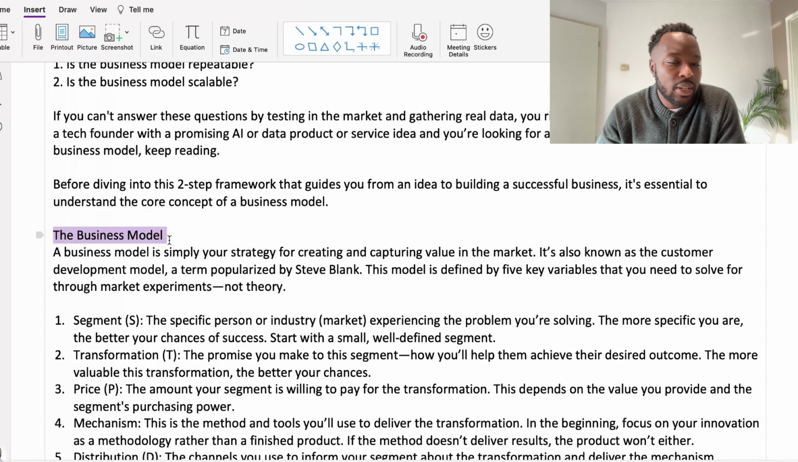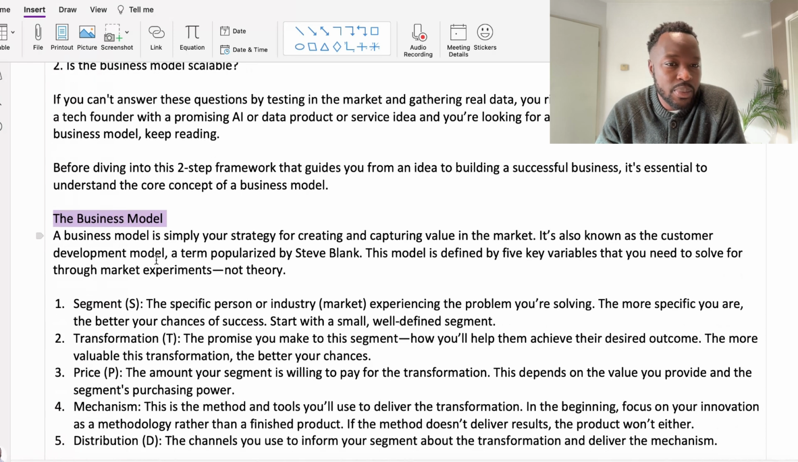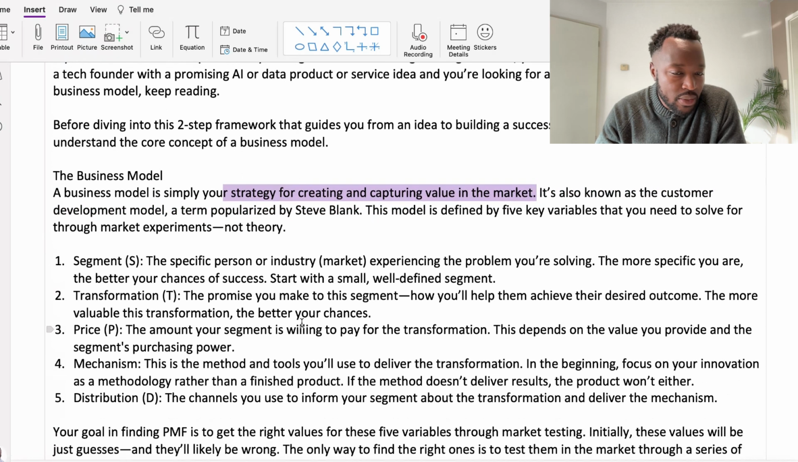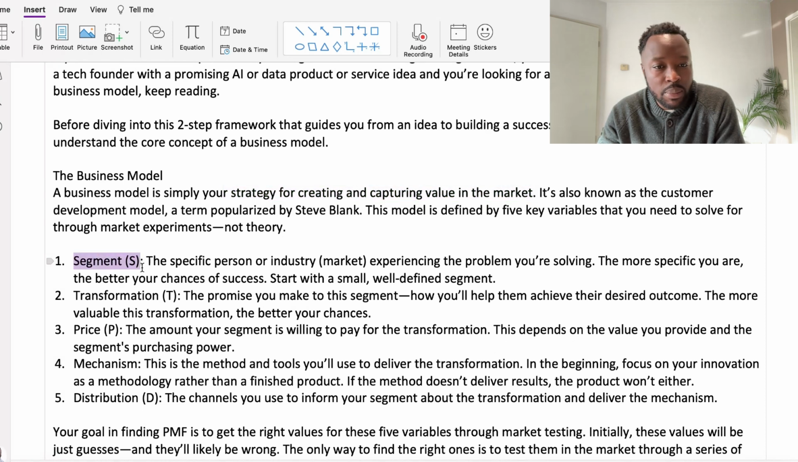So in this article, I took some time to explain what a business model is. Just to put it in simple terms, a business model is your strategy for creating and capturing value in the market. In a business model, there are five variables that you need to solve for. The first variable is your segment, which is the person or the specific industry who is experiencing the problem you want to solve for. The second variable is your transformation, the promise you're making to the segment.